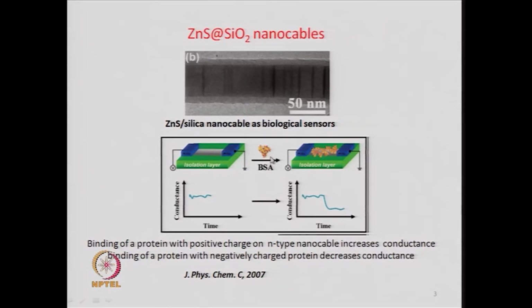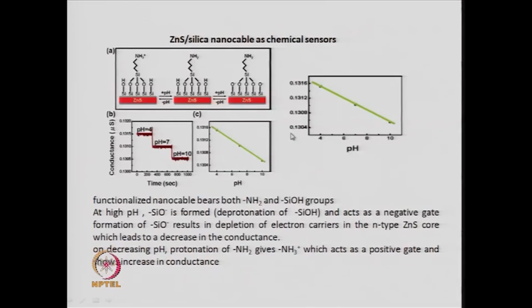Here is a particular case where the charge of the biomolecule is of importance, because that is bringing about a change in the conductance. What one is measuring is the conductance, and this fall in conductance can be quantified, and accordingly you can tell how much of the protein is sitting on the surface. So, this is an example of a core shell structure as a biological sensor.